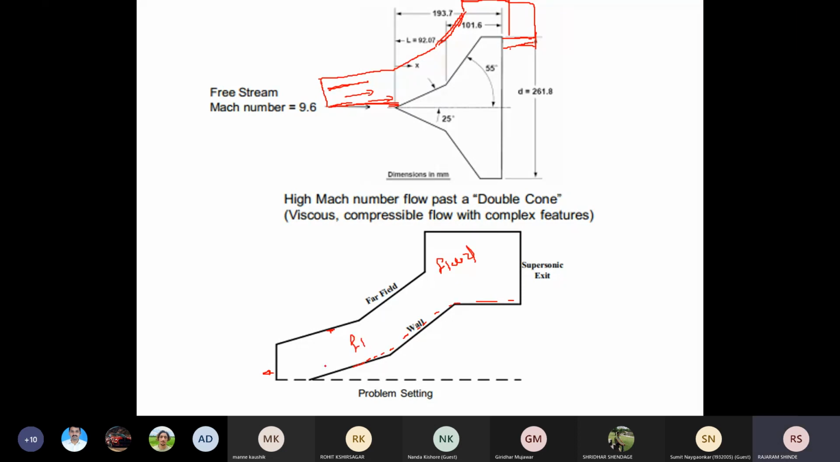Now you want to calculate, or find the solution. Here you want to find the flow properties in this domain, not here. Okay, now this is a flow domain. We have created the geometry for the flow domain. After that you have to generate the grid.